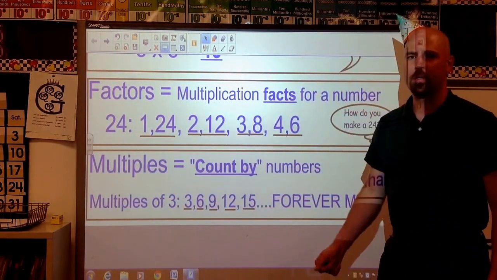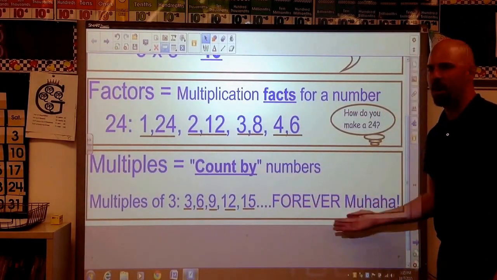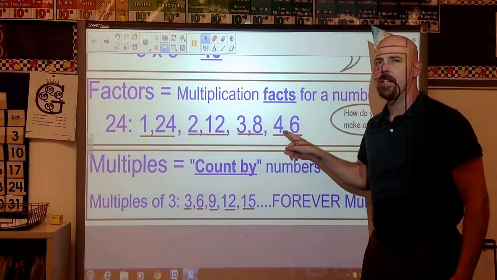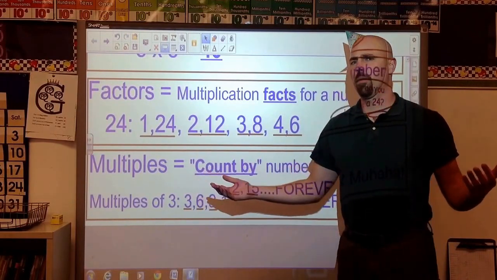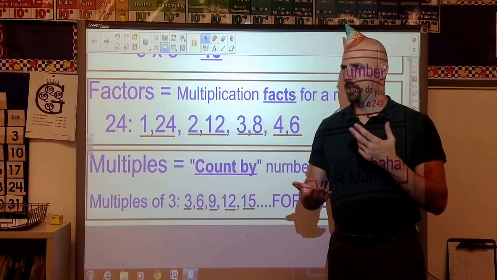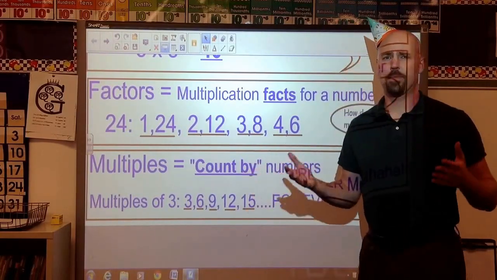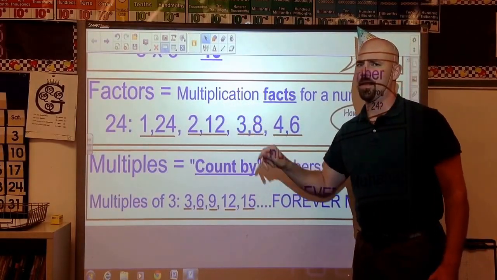If I say, what are the multiples of 3? There they are, 3, 6, 9, 12, 15, they go on forever. I could keep counting forever. Factors, I only have a limited number. I can't get any bigger than this. But multiples, I could just keep going forever and ever if I wanted to. So multiples, they're the count by numbers. You've been doing them since you were a little kid. 2, 4, 6, 8, 5, 10, 15, 20, 10, 20, 30, 40. So count bys are multiples. Factors are the multiplication facts that make that number.